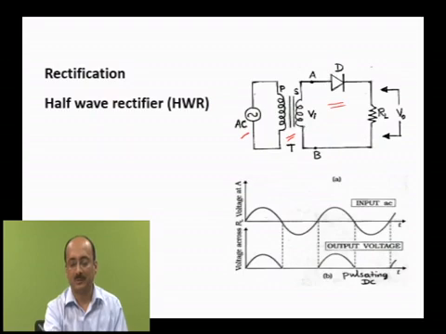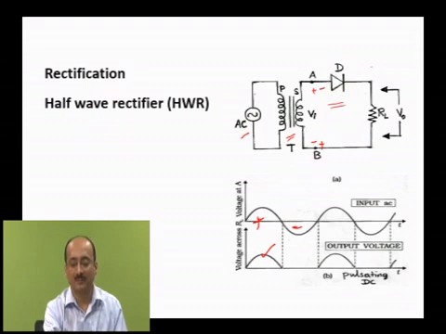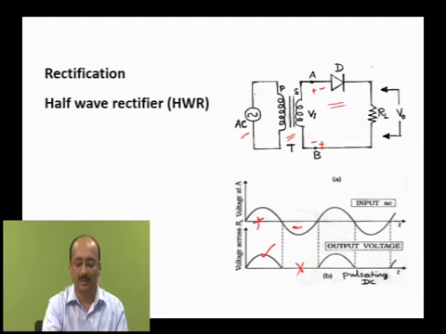So now during, let us say, this positive half cycle of the input AC, A will be at a positive potential and B will be at a negative potential. During that period, the diode conducts. Therefore, you will realize an output voltage here. Whereas during the negative half cycle of the input AC, this end B will become positive, A will become negative. So you can see that anode of the diode is given to negative part. Therefore, the diode will be reverse biased and it will not conduct. If it doesn't conduct, no current will flow through load resistance RL, and hence you will not realize any output voltage.